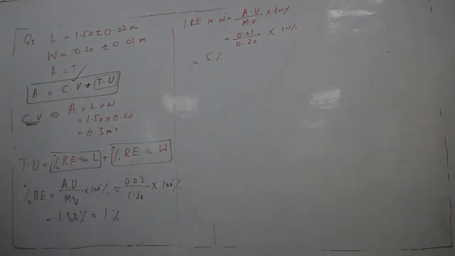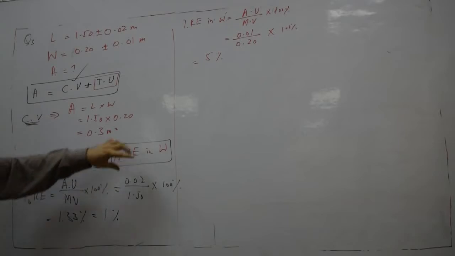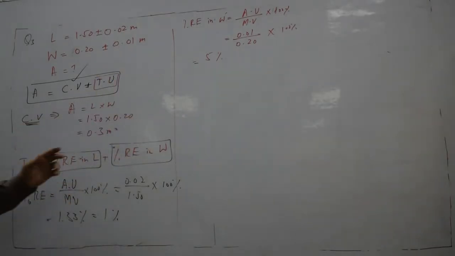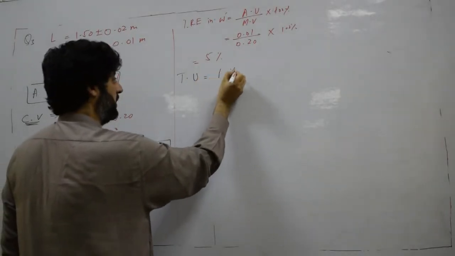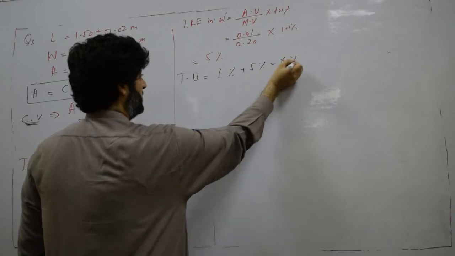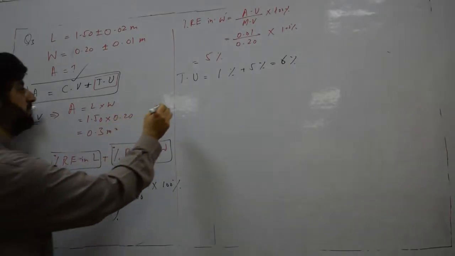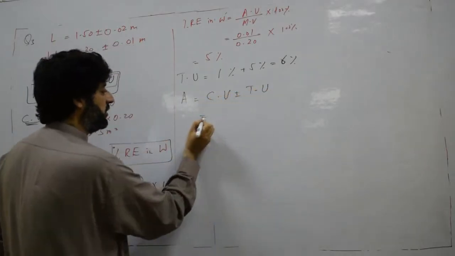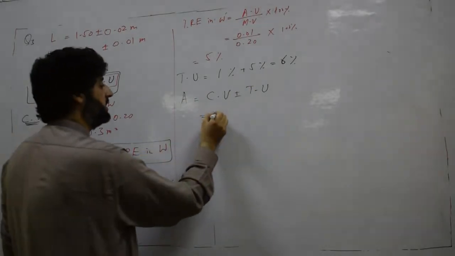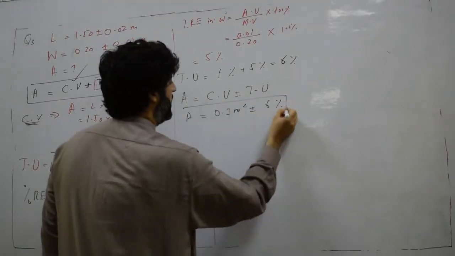Okay, now we know the percentage error in length, that is 1%. We know the percentage error in width, that is 5%. So putting the values in the total uncertainty, the total uncertainty will be 1% plus 5%. So it will be 6% is the total uncertainty. So putting these values in the general answer, the general answer for the area is calculated value plus minus total uncertainty. So the calculated value for the area is 0.3 meter square plus minus 6%. That is the answer for area.